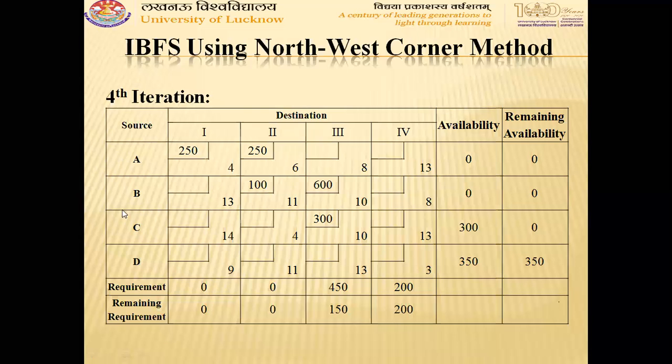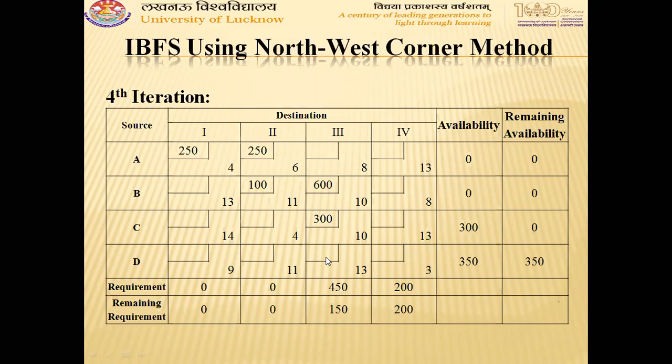That means we can eliminate the first three rows and the first two columns. After that we get the next northwest corner at source D and destination 3. The availability is 350 units and the requirement is 150 units. The minimum requirement is 150, so at this cell we allocate the quantity 150.